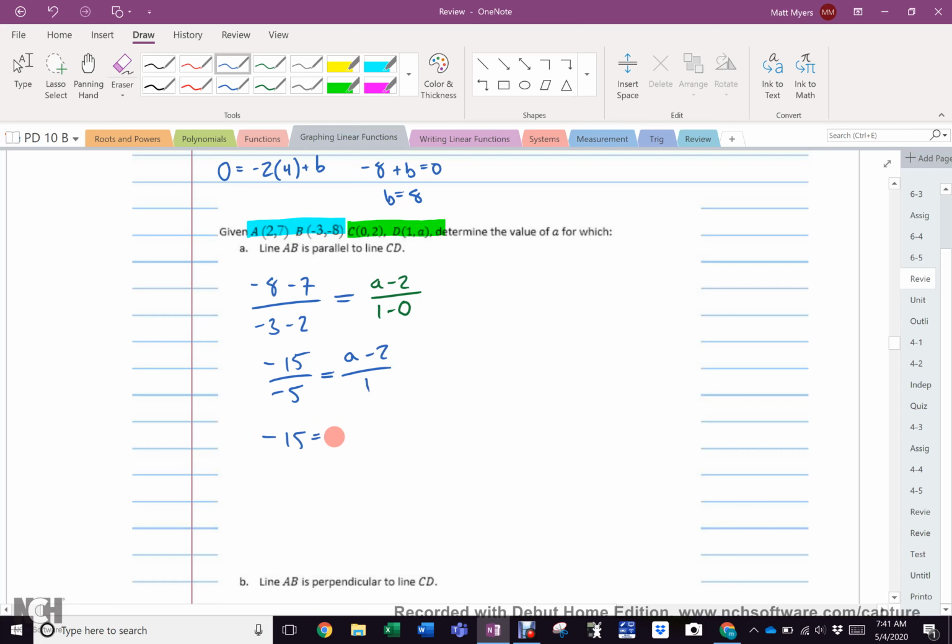Negative 15 equals negative 5A plus 10. Bring that 10 over there. Negative 25 equals negative 5A. A equals positive 5.